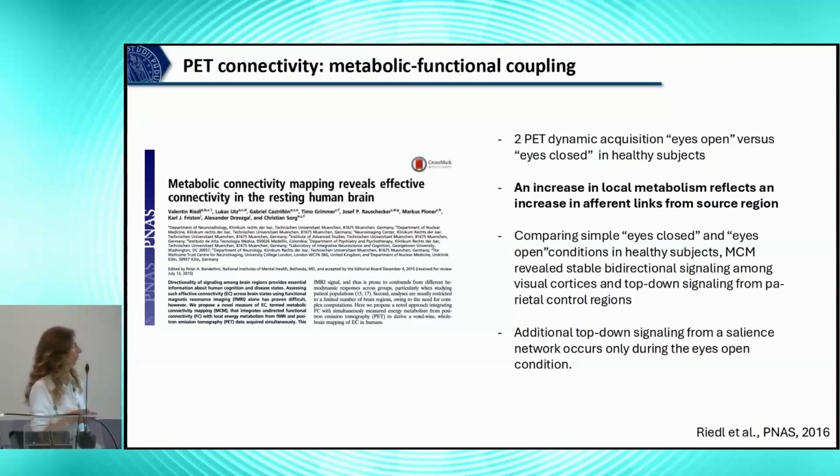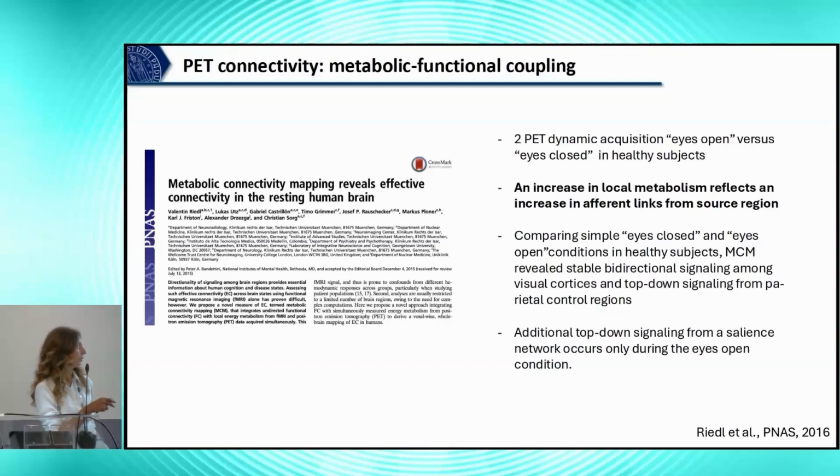By using two different types of PET dynamic acquisition, he demonstrated also, comparing the simple eyes closed and eyes open condition in healthy subjects, that metabolic connectivity reveals stable bidirectional signaling among visual cortices and top-down signaling from parietal control regions.